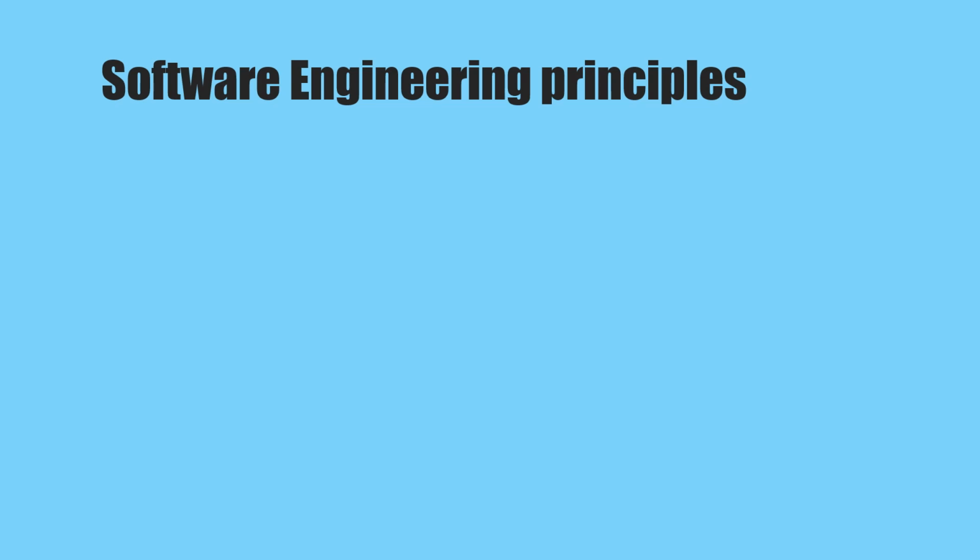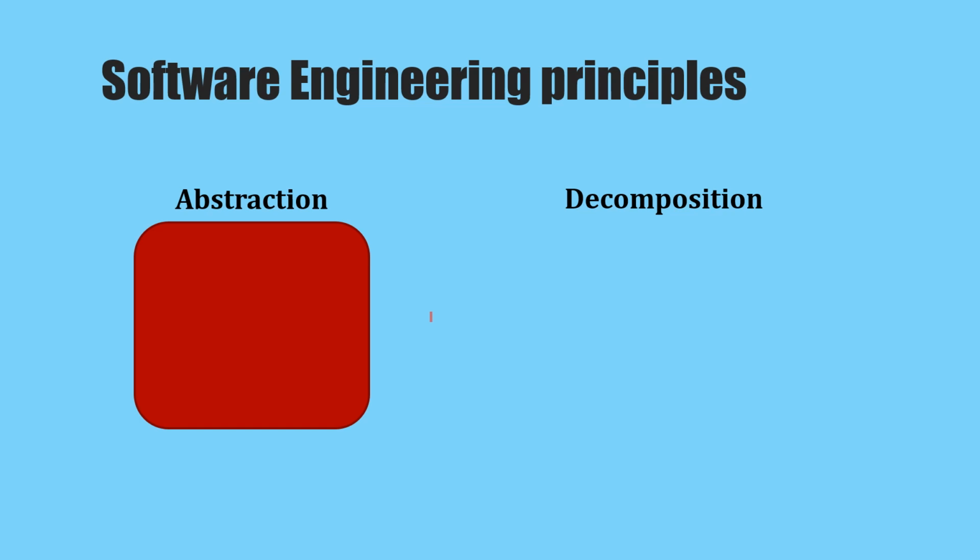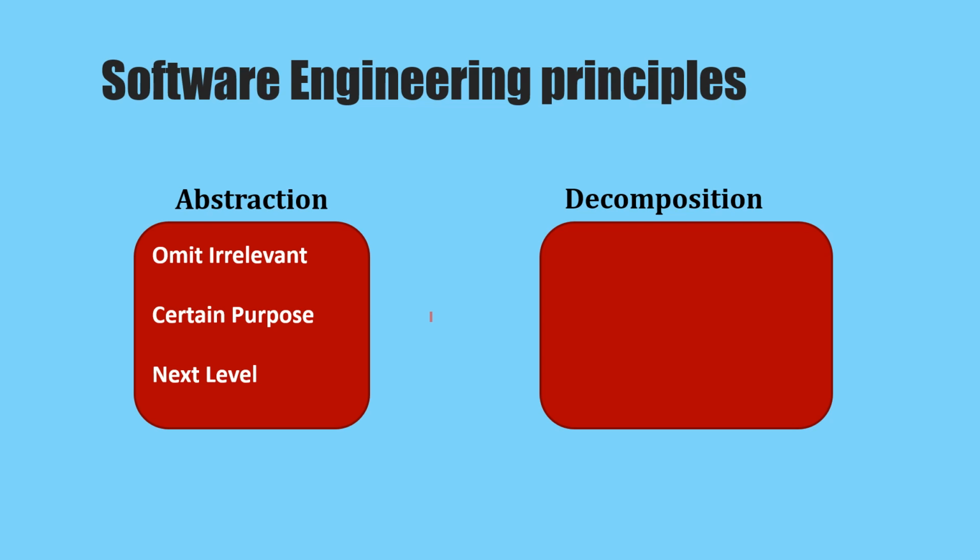Software engineering principles. Software engineering principles use two important techniques to reduce problem complexity: abstraction, and the second is decomposition. The principle of abstraction implies that a problem can be simplified by omitting irrelevant details, considering only those aspects of the problem that are relevant for a certain purpose. Once the simpler problem is solved, then the omitted details can be taken into consideration to solve the next level of abstraction, and so on.